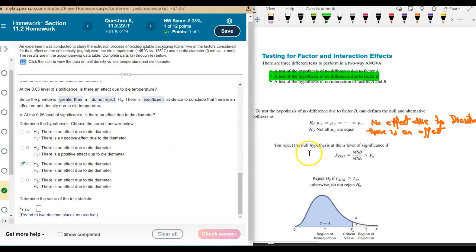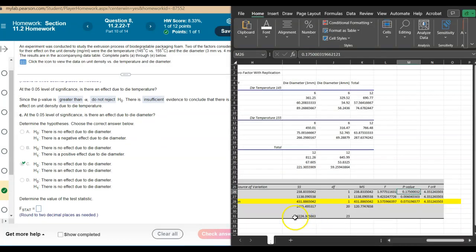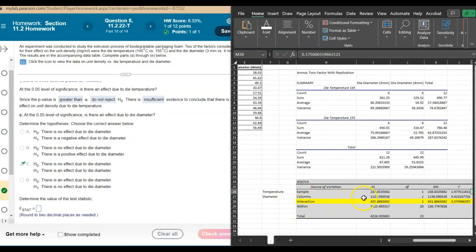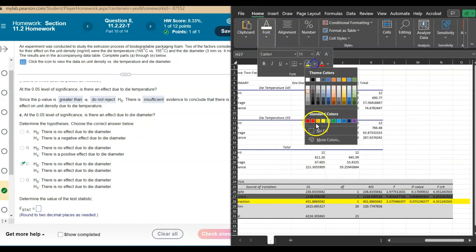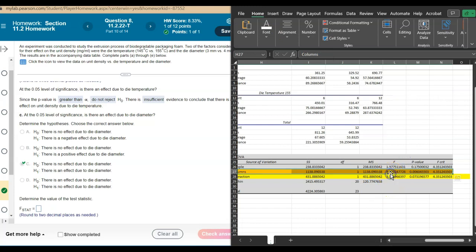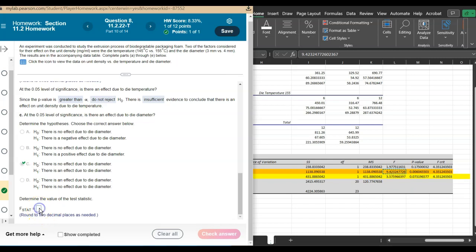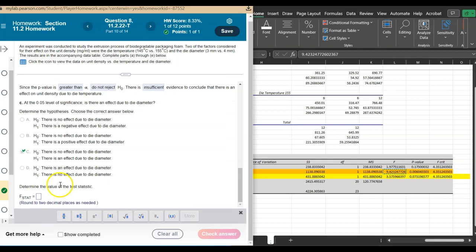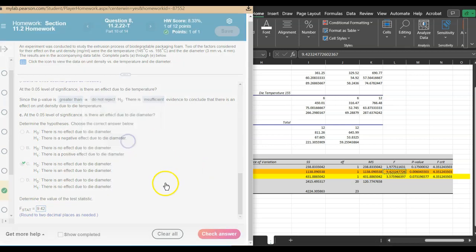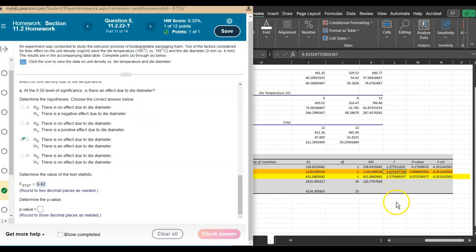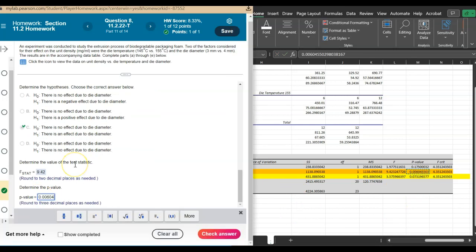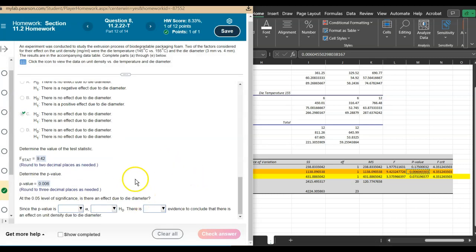The F statistic, you can get it from Excel, and that's going to be the columns, all right? And this row over here. So the F value is going to be this one. Copy it, paste it, and round to 2 decimal places. Good. The p-value as well, round it to 3 decimal places, and that's good. All right, so we're going to do the conclusion.